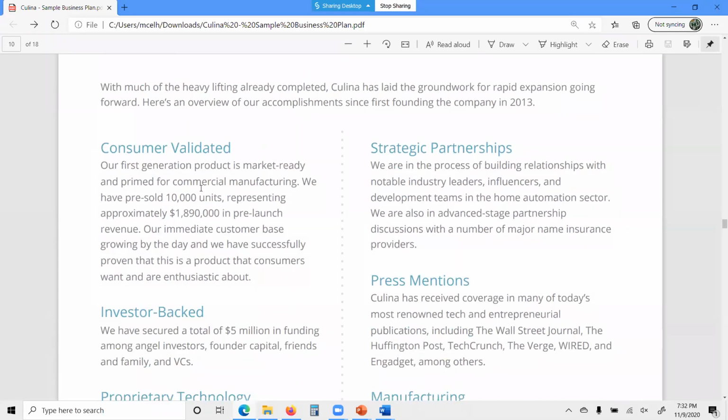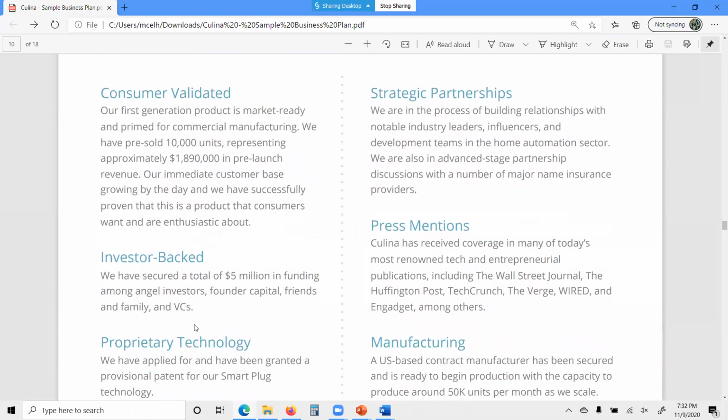We're looking to have our first generation products to the customers. Then we can have customers reviewing those. We have investors, angel investors. The owners put up capital, friends and family. The proprietary technology, they got a provisional patent for that. And strategic partnerships, they were working on those.